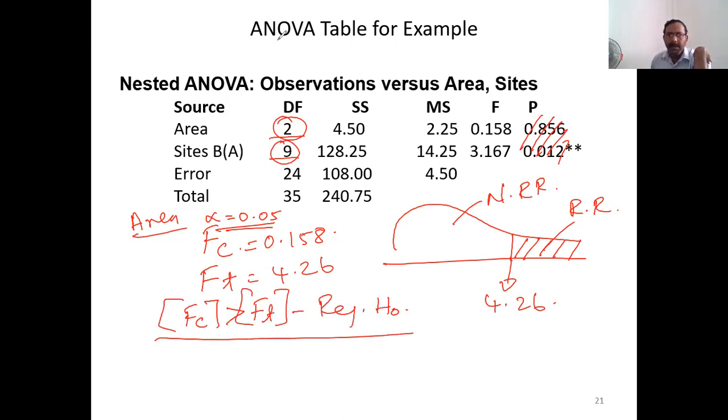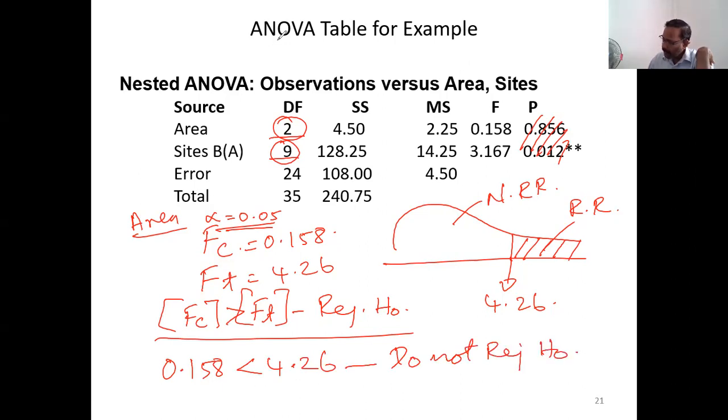According to these results, our calculated value is very low, which is 0.158, which is less than our table value, which is 4.26. Therefore, do not reject H0. So what is our H0?